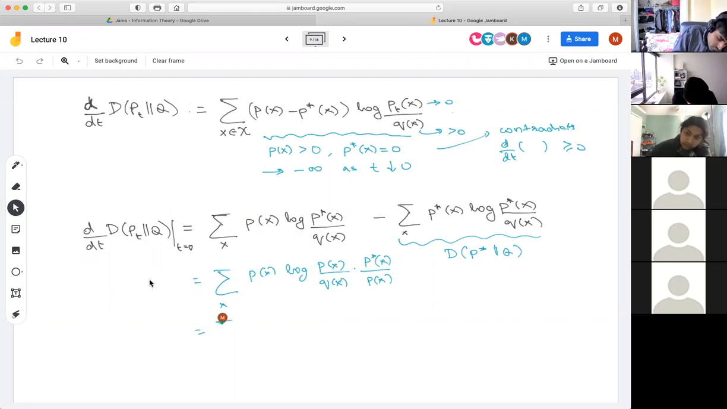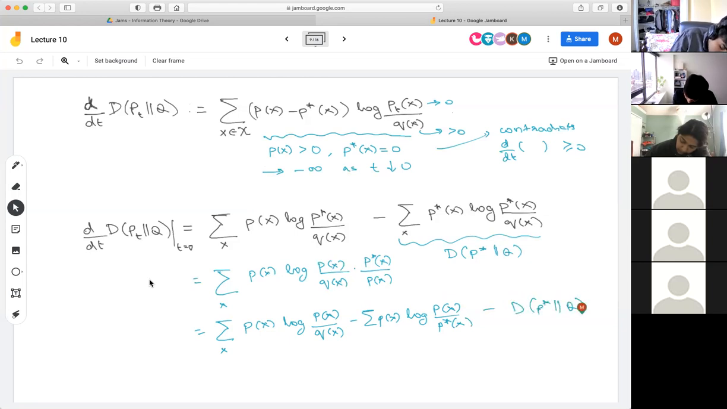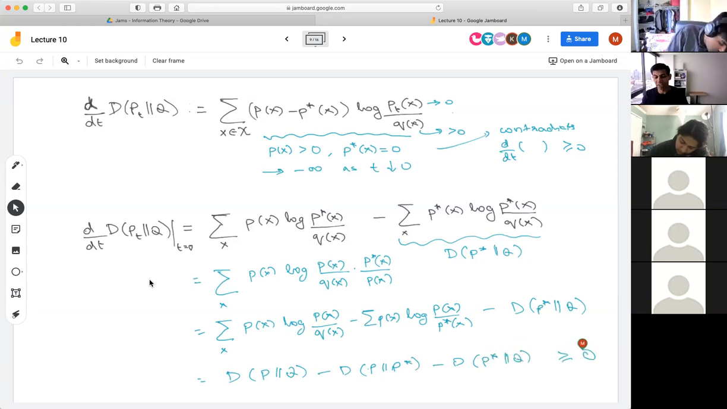And then we can split it as P of X log P of X divided by Q of X, minus P of X log P of X divided by P star of X, minus what we already wrote as the KL divergence of P star and Q. And this is nothing but KL divergence of P and Q, minus KL divergence of P and P star, minus KL divergence of P star and Q, and we already claimed that the derivative was not negative. So that's the inequality that we wanted to prove.